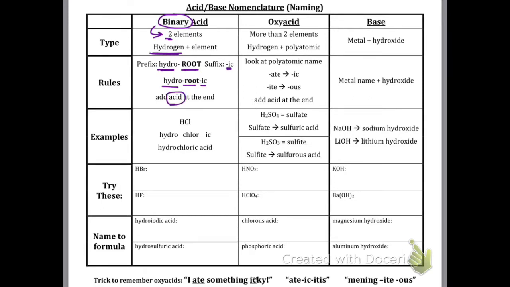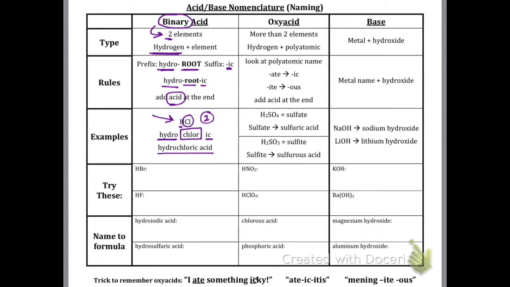So here's an example. HCl. You know that it's an acid because it has an H in the front. And now you're going to look at this element, chlorine. Okay, so you're going to start with hydro, so you know it's binary. There are 2 elements. So you start with hydro, you're going to end in ic, and here you're going to put the root of the element. So chlorine, the root is chlor, it becomes hydrochloric acid.